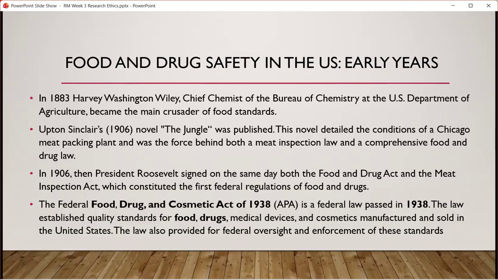Shifting gears slightly, this is going to be an overview now of food and drug safety in the United States in the early years, meaning where did this arise from? Where did we decide to have a governmental body help us determine what was safe for Americans to consume or put on their bodies or things like that? So essentially, in 1893, Harvey Washington Wiley, who was the chief chemist of the Bureau of Chemistry at the U.S. Department of Agriculture, became the main crusader of food standards.